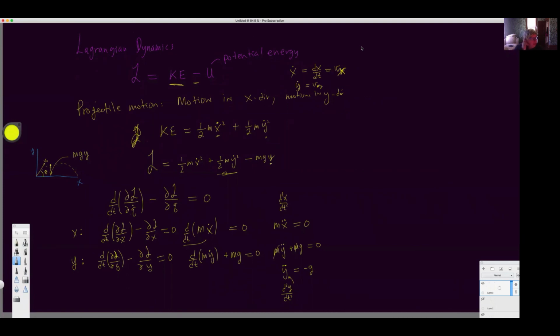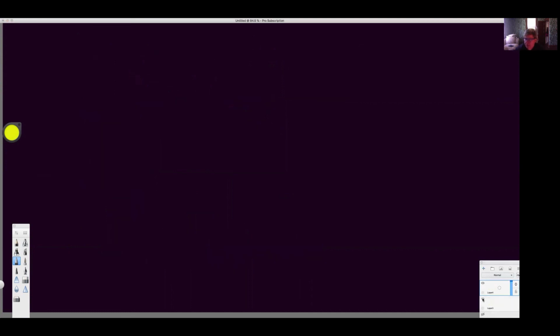Okay, so now we've seen the basics of Lagrangian dynamics. Let's do the cone problem that I was mentioning to you. Let me get a new layer and we'll set it all up. All right, so we're going to look at a problem that is a very classic problem. You'll see this probably all over the place.